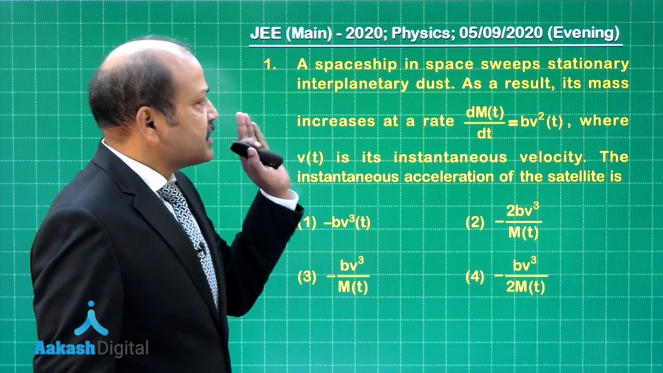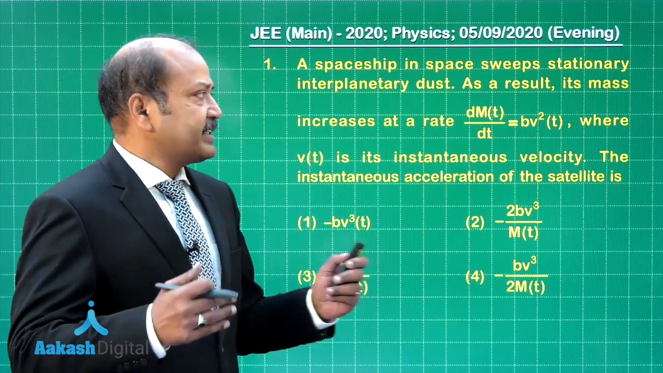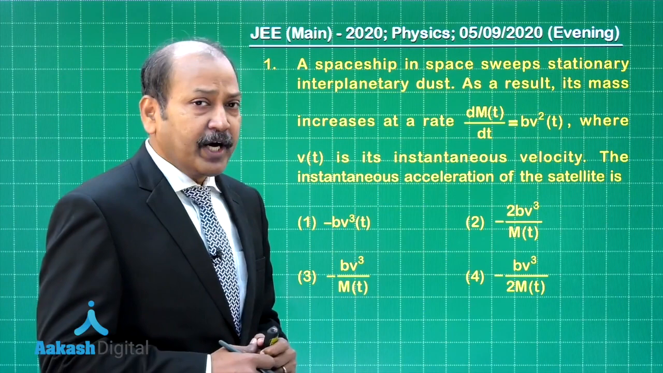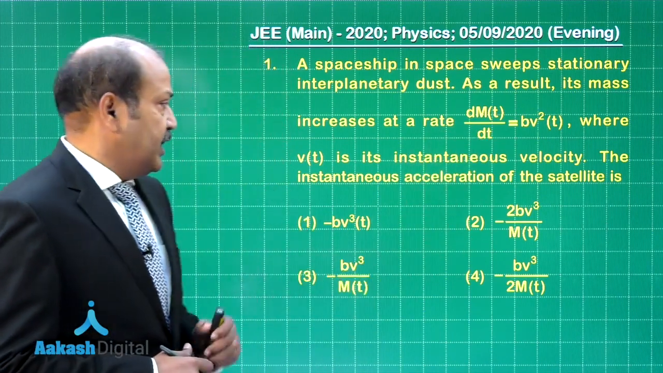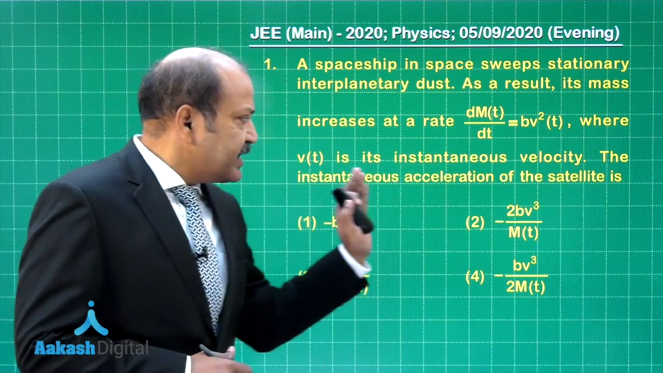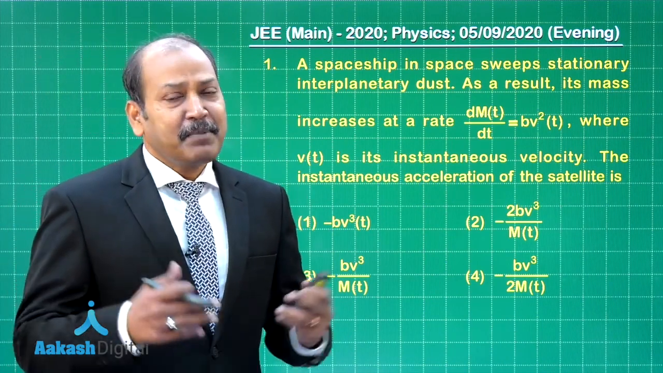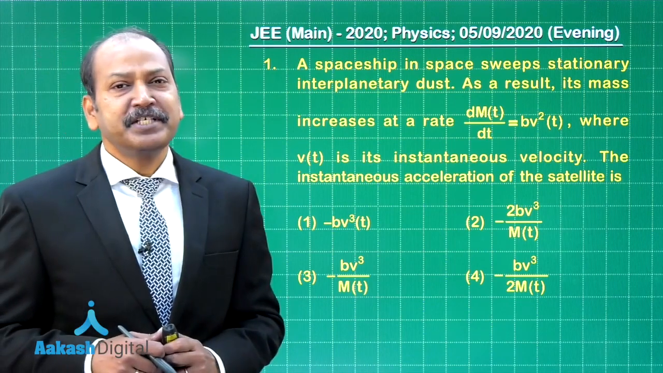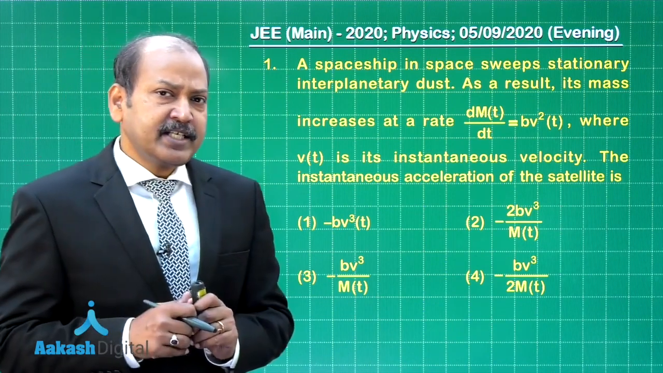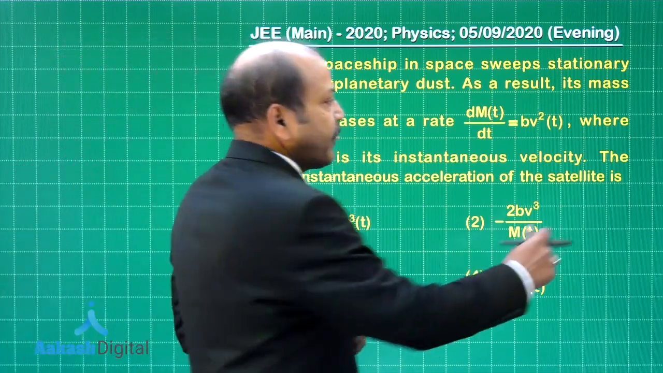Question 1 says a spaceship in space sweeps stationary interplanetary dust. As a result, its mass increases at a rate dm by dt equal to bv square. V of course is a function of t, and the question says V(t) is its instantaneous velocity. The instantaneous acceleration of the satellite is, well, the question is about conservation of linear momentum, and we can start with the expression that at any instant we can take the product of mass and velocity as constant. So, let us start from there.